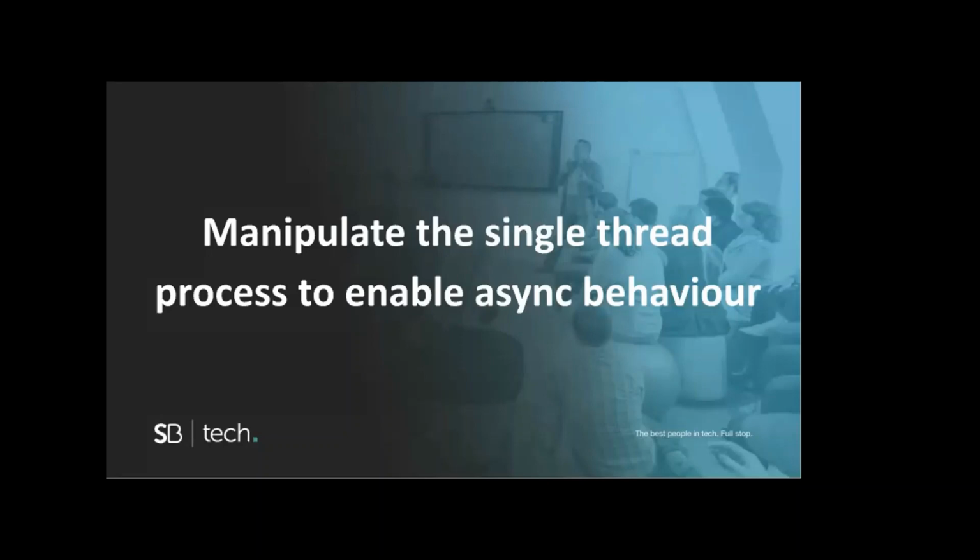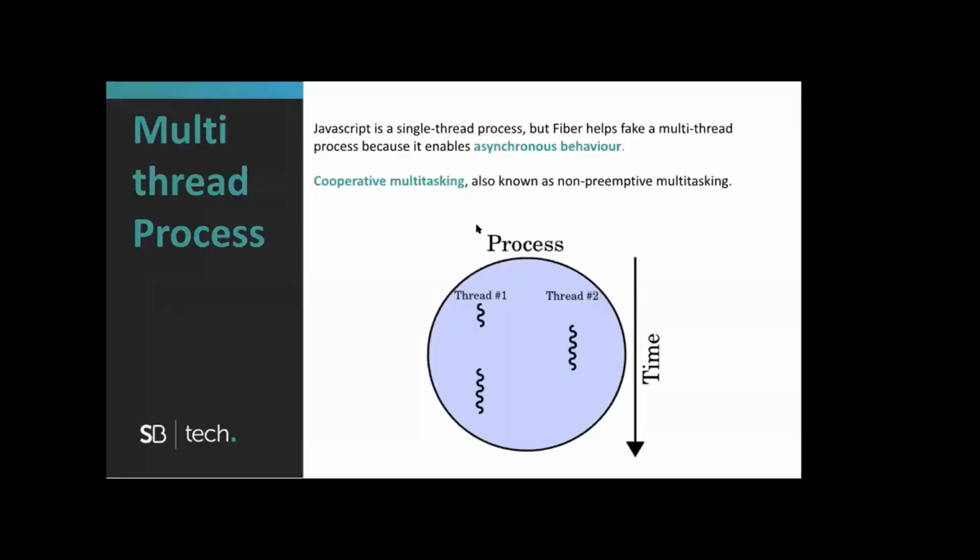React Fiber is not only doing this reconciliation, it also does one more additional thing. Basically, it manipulates a single thread process to enable asynchronous behavior. JavaScript, as we are aware, is a single thread process, but Fiber helps fake a multi-thread process because it enables asynchronous behavior. I'll show that in the demo part.